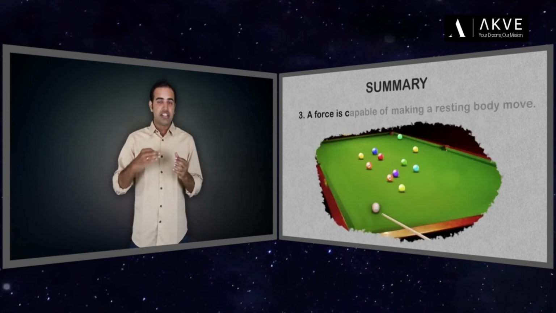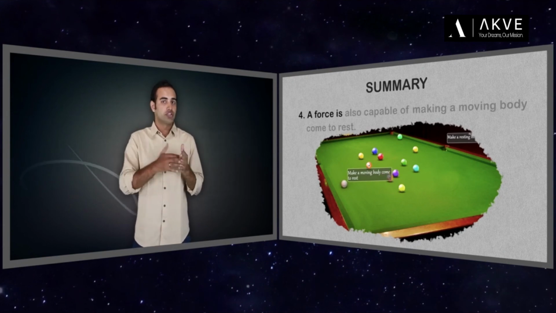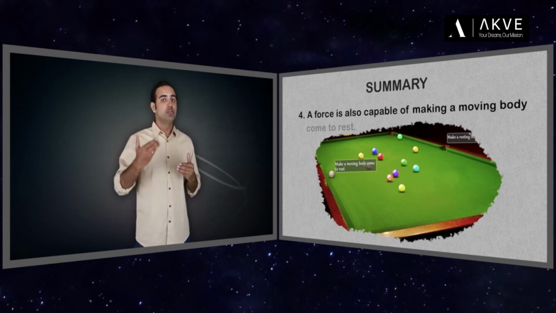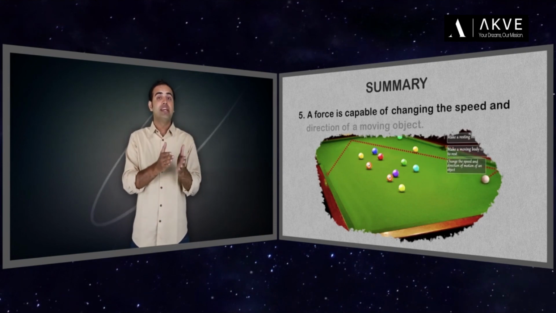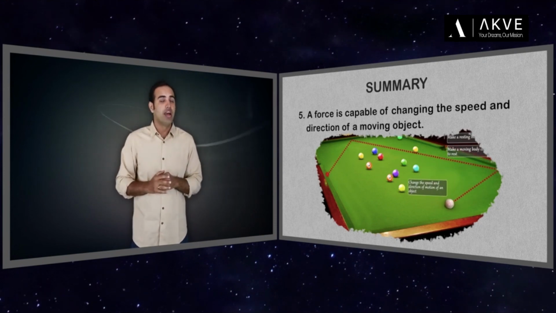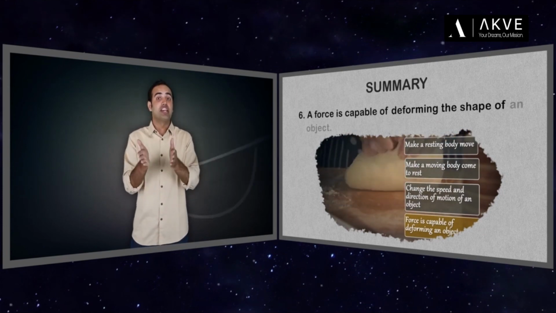A force is capable of making a resting body move. A force is also capable of making a moving body come to rest. A force is capable of changing the speed and direction of a moving object. And finally, a force is capable of deforming the shape of an object.